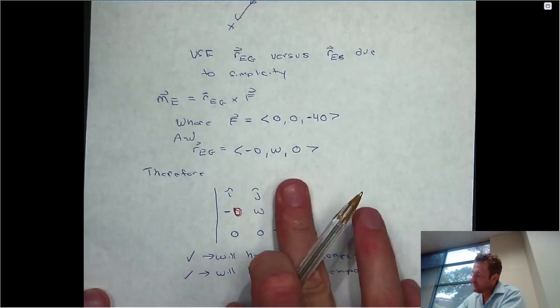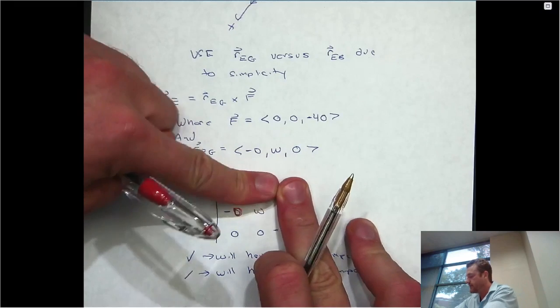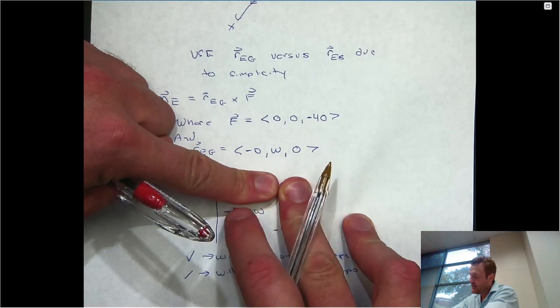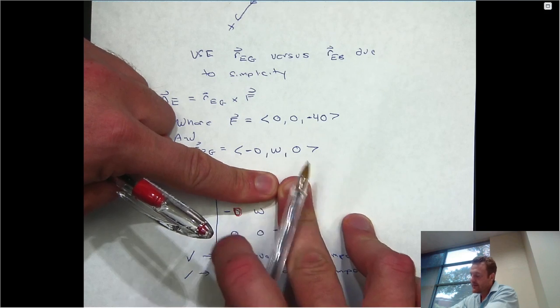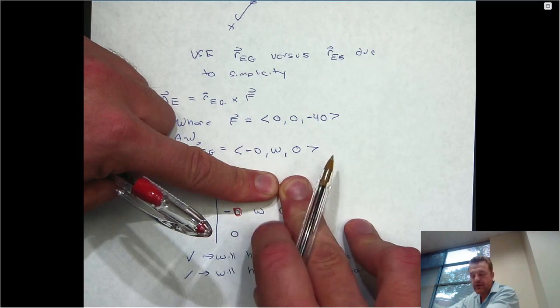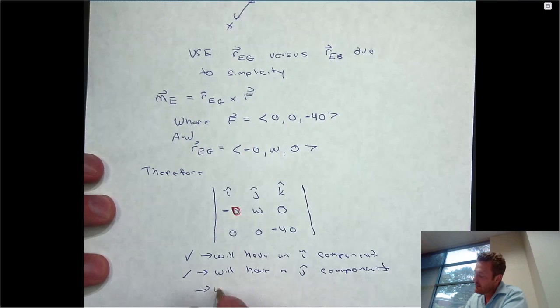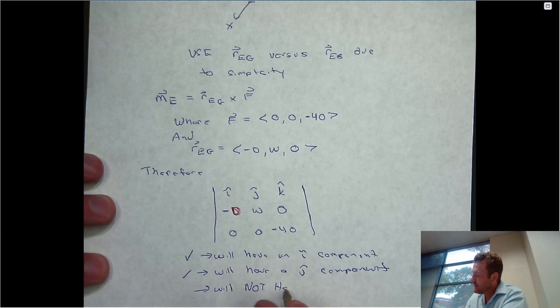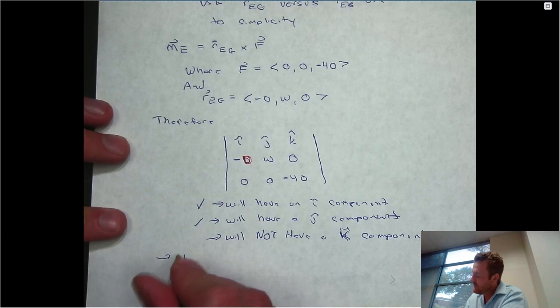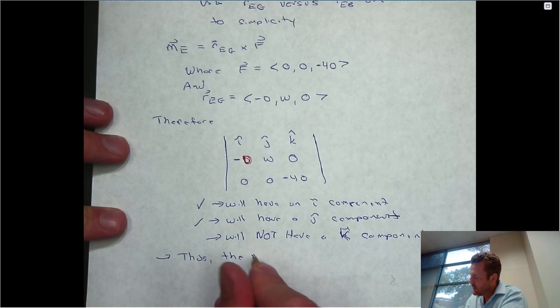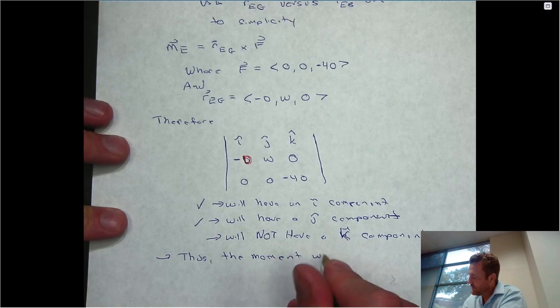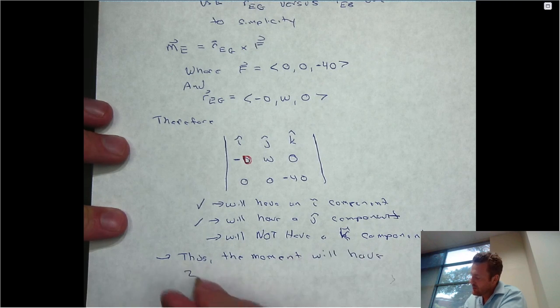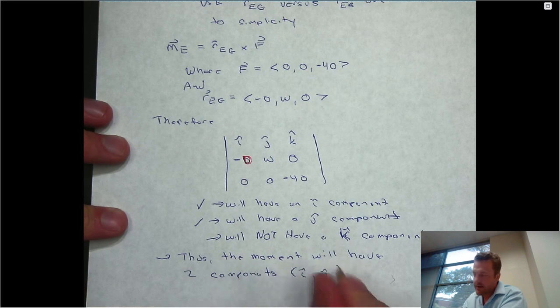And what about the k hat component? Well, if you cover those, now notice for this determinant, minus d times 0, minus 0 times w, both the downward diagonal and the upward diagonal products are 0. So you will not have a k hat component. So in terms of the answer to this problem, we will say the moment vector will have two components. And those components are an i hat component and a j hat component.